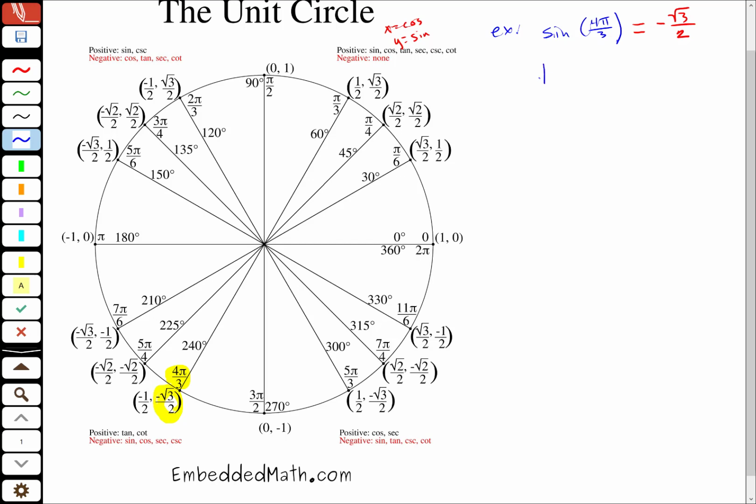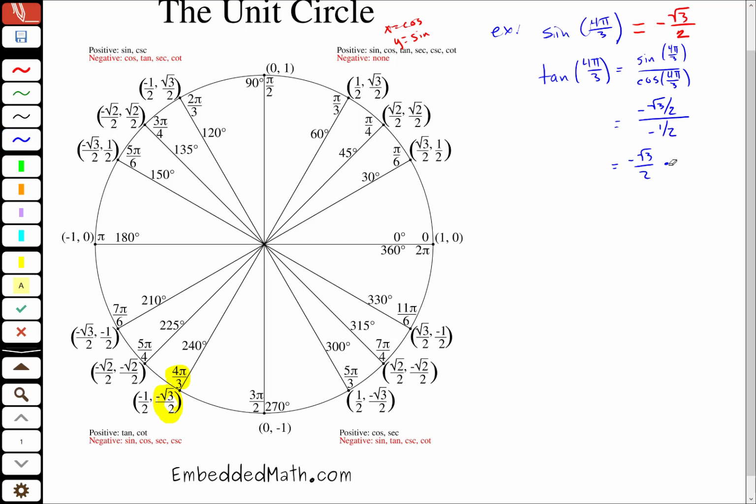If you're asked, for example, for tangent of one of these, then usually people just compute that, right? Because tangent is sine of 4 pi over 3 over cosine of 4 pi over 3. So I have that, and then you have to reduce it. So I'll get negative square root of 3 over 2, and then negative 1 half. We'll do a little fraction work here. Negative square root of 3 divided by 2, and then I multiply it by the reciprocal, right?